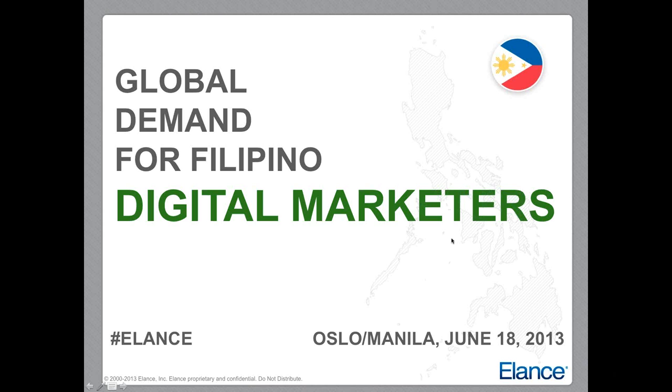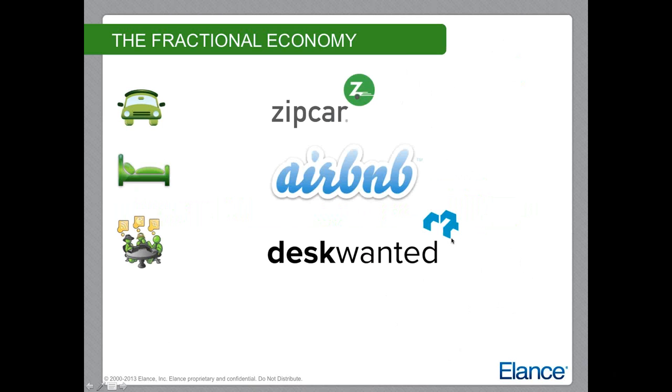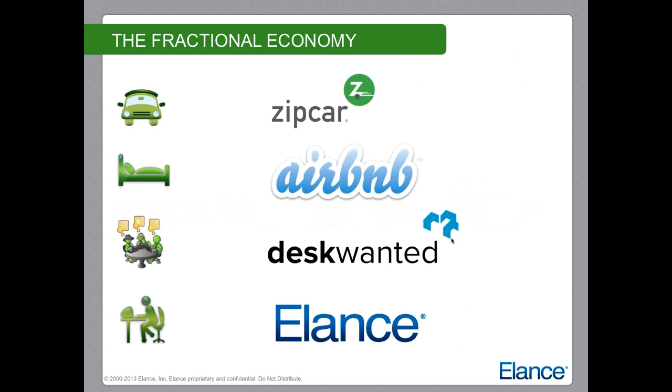What you heard a lot about lately, if you read newspapers and magazines like TechCrunch, Tech in Asia, E27, etc., is the fractional economy. The fractional economy is today very much visualized by car-sharing services like Zipcar, Airbnb for accommodation, and also co-working spaces and desks through Desk Wanted. These are services that give you access to a property or an asset for a fraction of its time available.